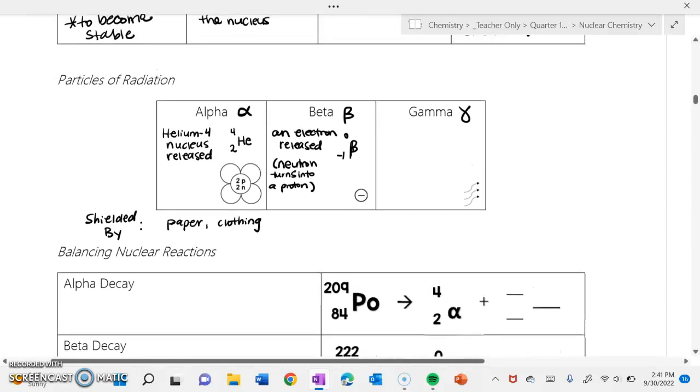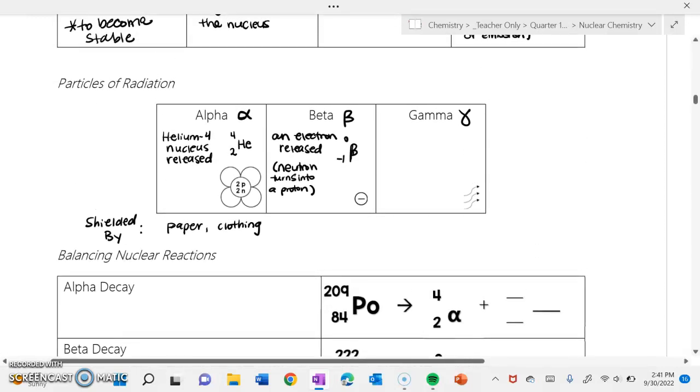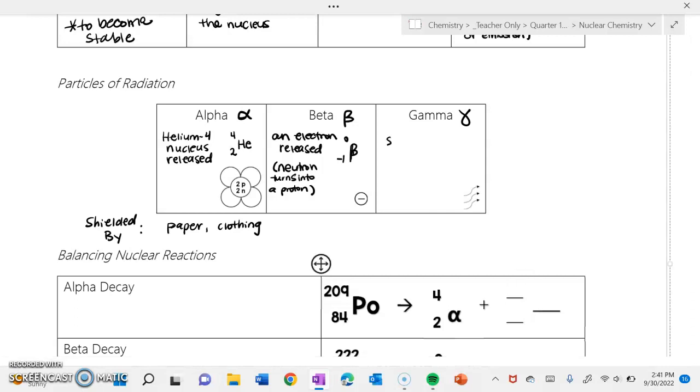And the third particle is gamma radiation, and this is the strongest radiation. It does not have an actual particle because this is energy, and it can go through really anything, making it really dangerous. So it is an energy wave, which you see those little arrows, a high energy wave, and it is shielded by nothing that is thinner than concrete or lead. So it has to be very protective in order to stop gamma radiation.